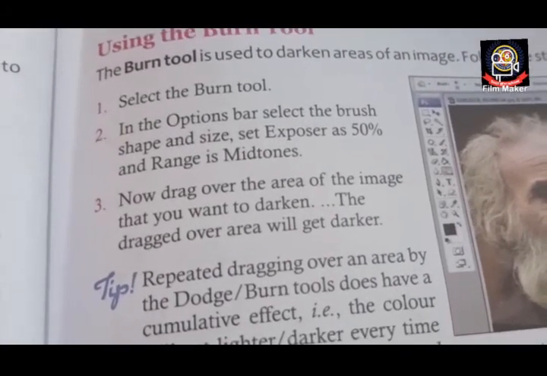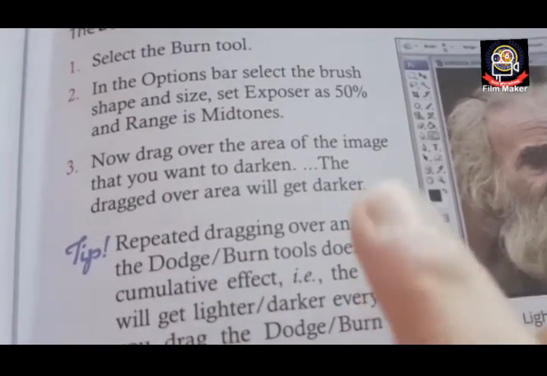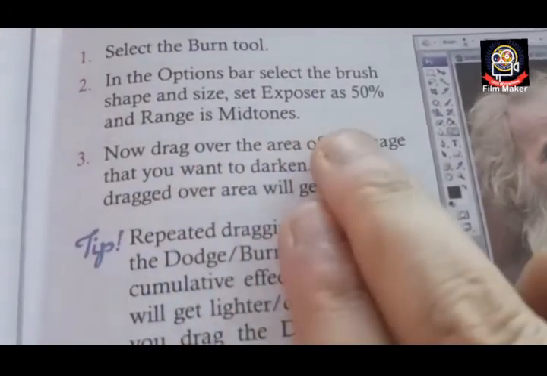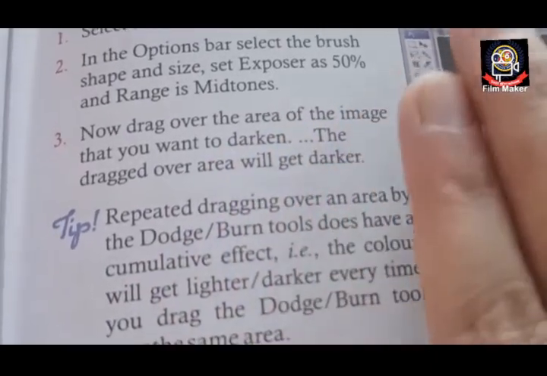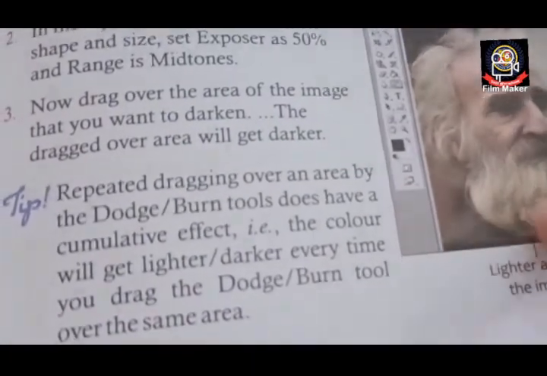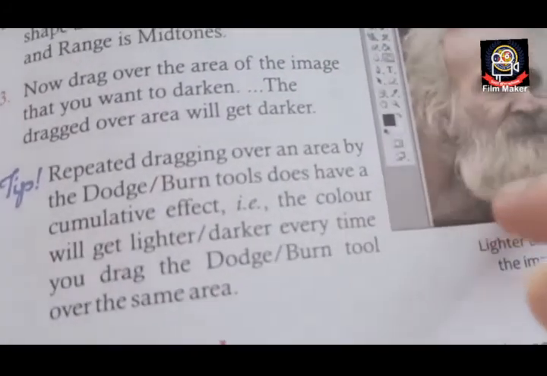So select the burn tool again from this toolbar. Okay, and then in the option bar select the brush shape and size and set exposure to 50% and range is mid-tones. Now drag the area of the image that you want to darken. So the dragged over area will get darker.